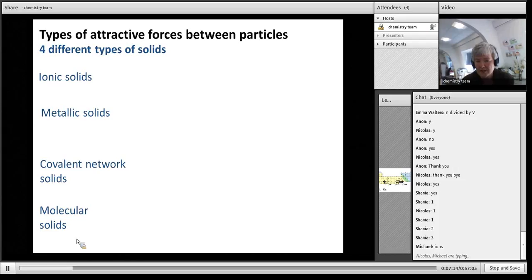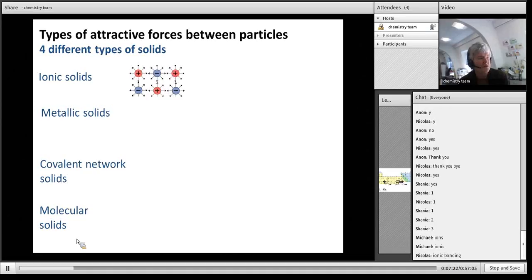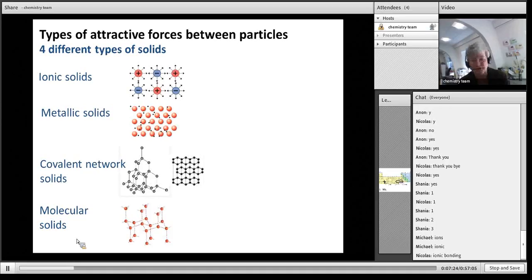So a few of you are typing. Okay, it stopped. Okay, right. So those were just the pictures of it. We've got ionic bonding. Okay, right. Metallic solids. What are our particles in metals?